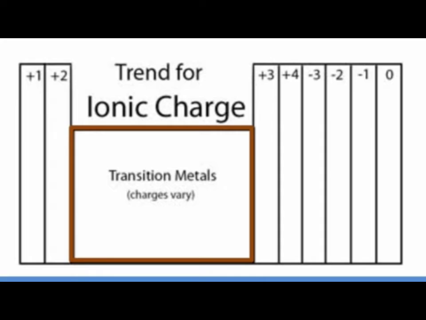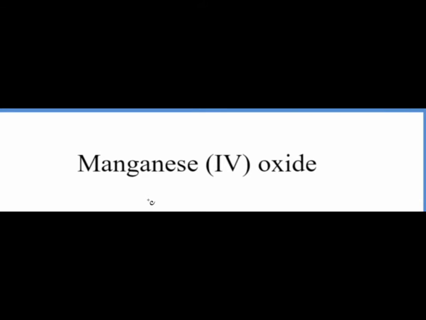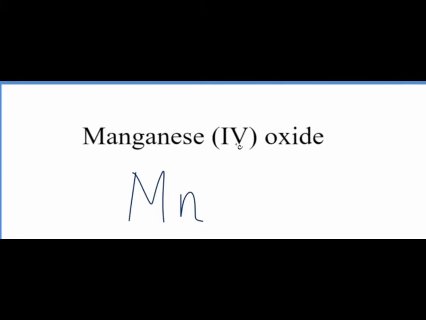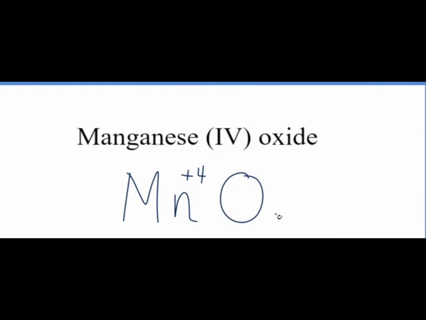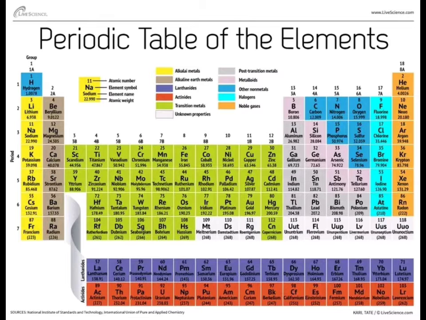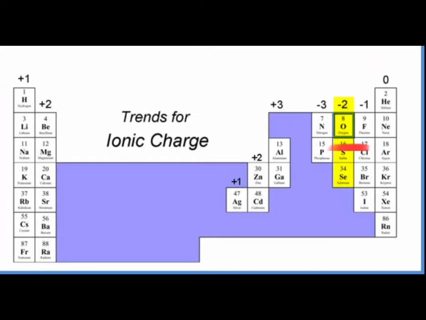Another example of transition metals, and let's write its formula: manganese(IV) oxide. Let's write the symbol and charge. Take note, we know this is a transition metal because we have the Roman numeral here. The symbol for manganese is Mn with plus 4 charge, and oxide with symbol O. We will look at the periodic table again. Oxygen has a minus 2 charge.